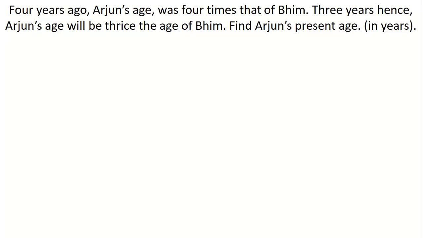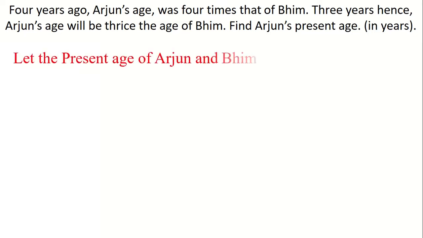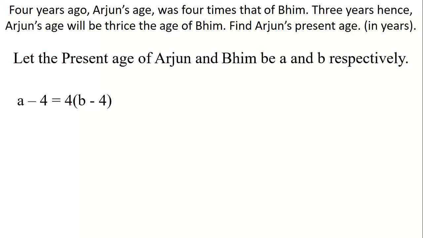Let's take another example. 4 years ago, Arjun's age was 4 times that of Bhim. 3 years hence, Arjun's age will be thrice the age of Bhim. Find Arjun's present age. So let the present age of Arjun and Bhim be A and B respectively. 4 years ago, Arjun's age will be A minus 4, while Bhim's age will be B minus 4. So our first equation is A minus 4 is equal to 4 times B minus 4.